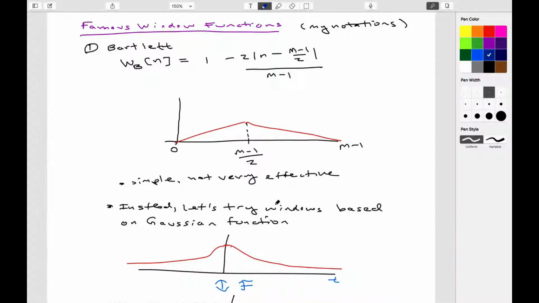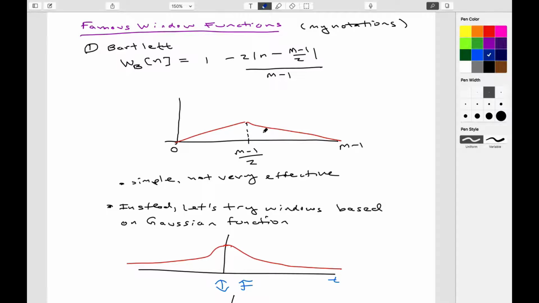Okay, this video goes over some famous window functions using the notations that I typically use. In this example, m is the length of the window, and the first famous window function is the Bartlett window, which I'm going to denote as w sub b of n, and it's equal to 1 minus 2 times the absolute value of n minus (m minus 1) over 2, divided by the quantity m minus 1.